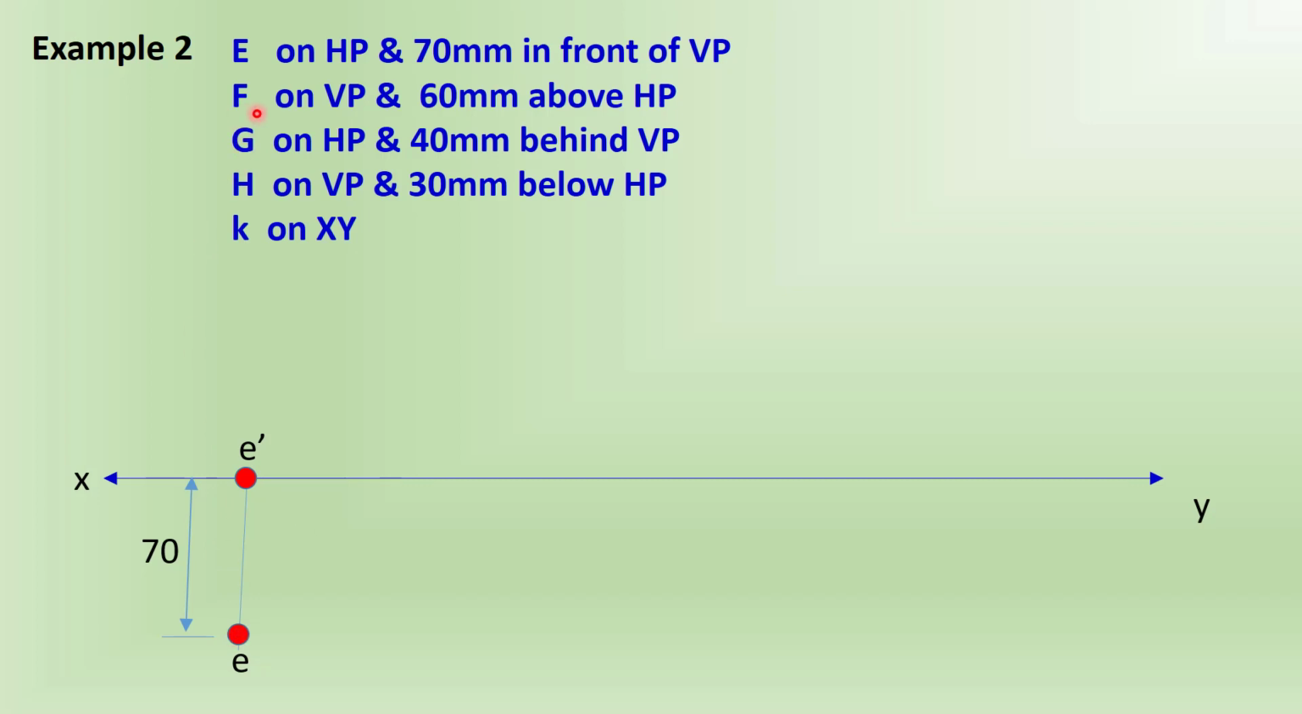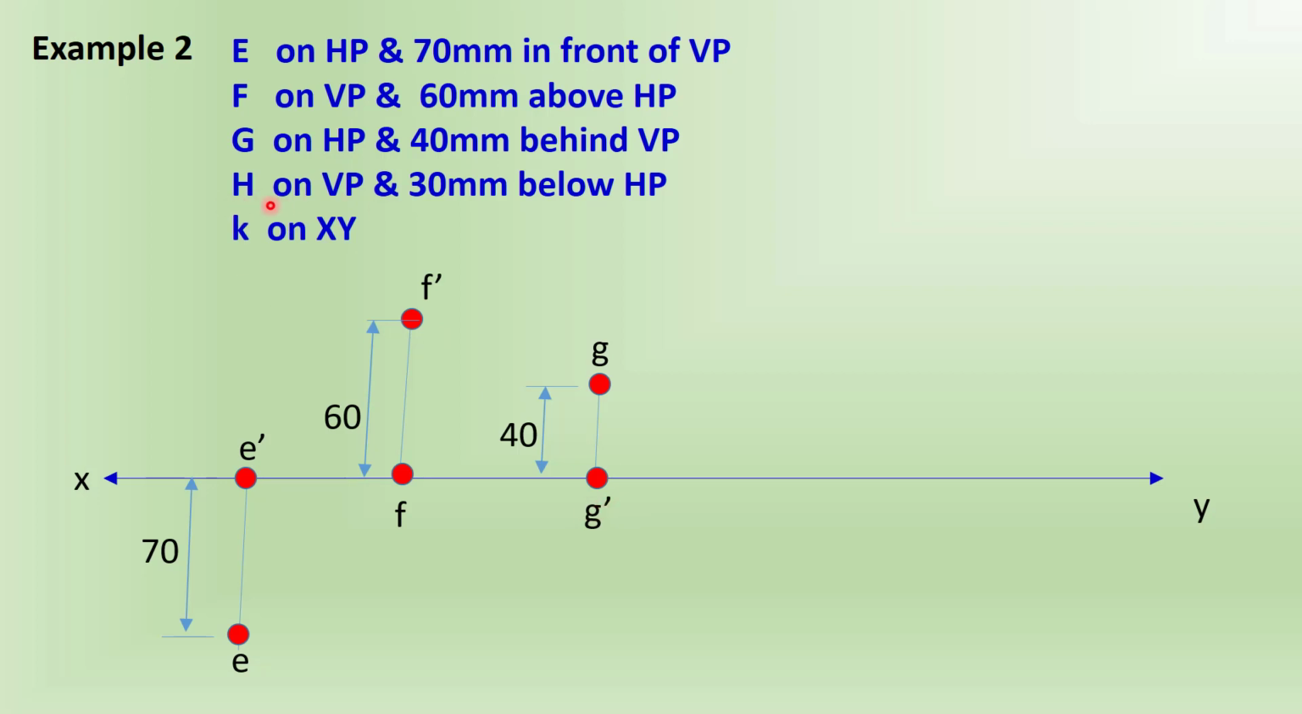Now let us take the next one, that is capital F. 60 mm above HP. Above HP means elevation above XY line, and it is 60 mm. F on VP, that means plan on XY. So F on XY and F dash above the XY line and that will be 60 mm. Okay. Now G on HP, that means elevation on XY, and 40 mm behind VP. Behind VP means plan above XY, that is 40 mm above XY. See, G 40 mm above XY and on HP means elevation on XY.